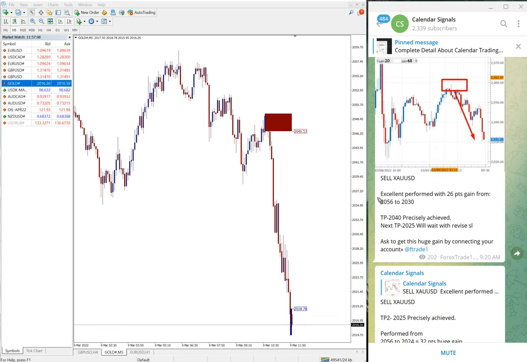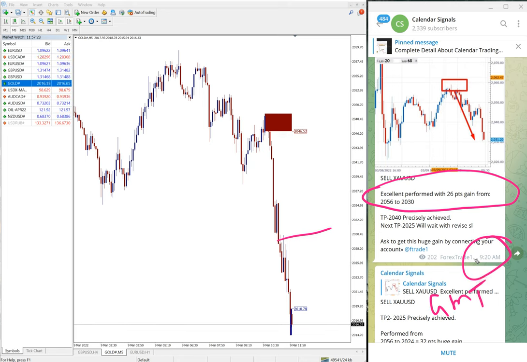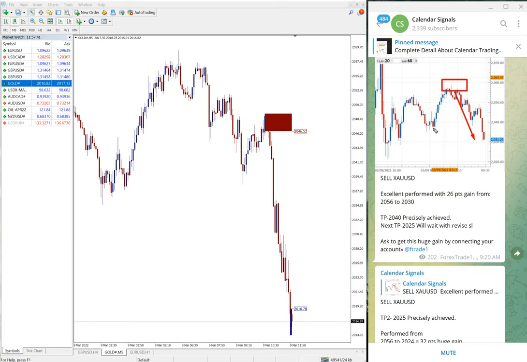Gold performed excellently, 26 points from 2056 to 2030. But you can see here when it was trading at 2030 at 9:20 AM GMT, we have updated. It went further down, around 15 points more gain. So 26 plus 15, which is 41 points gain on gold, which is very good profit, huge performance on gold.